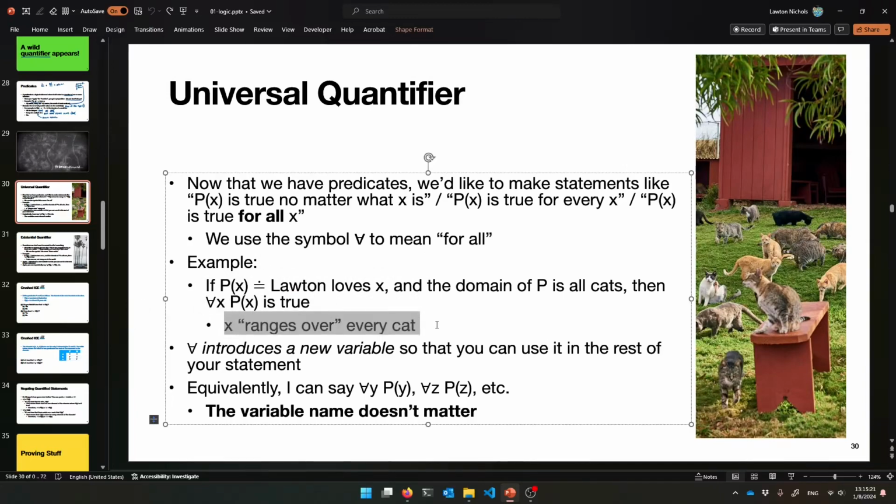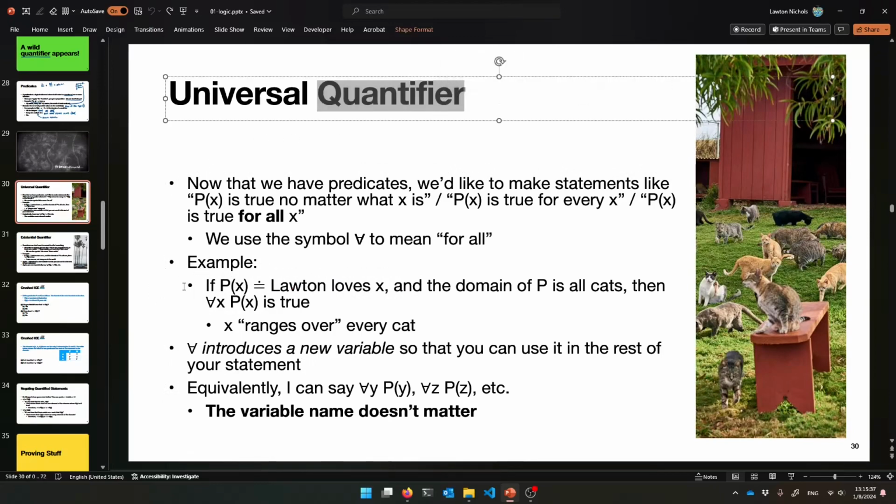It's always true. So x ranges over every cat, is what we say, and it gives us the ability to take a predicate that hasn't been applied to anything yet and apply it to everything all at once, and then get something that we can prove true or false. So it's a very powerful idea, the idea of a quantifier. This is the universal quantifier, that's the "for all."